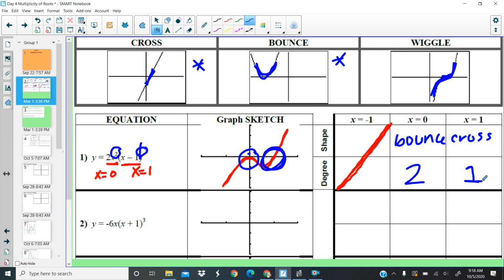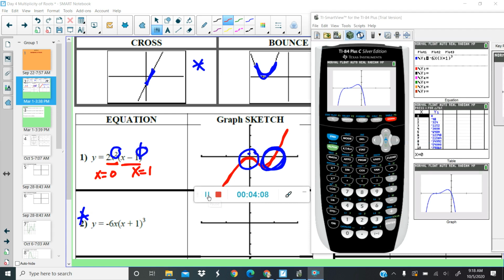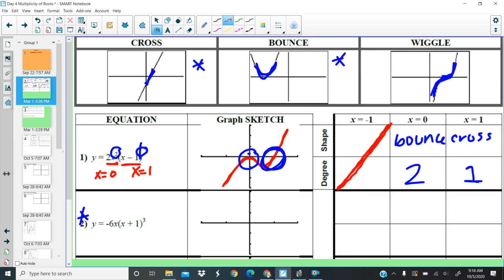If you want, you can pause here and try to do number 2 on your own, and then unpause and we can go through the rest of it together. I'm going to go ahead and get that one in the graph for us as well. Okay, if you look over to our calculator, this is the graph that we're going to be using. So I'm going to sketch that on my graph here.